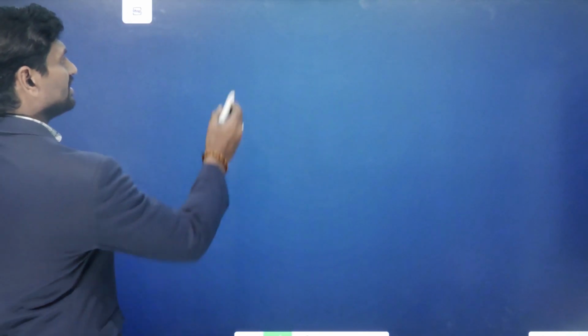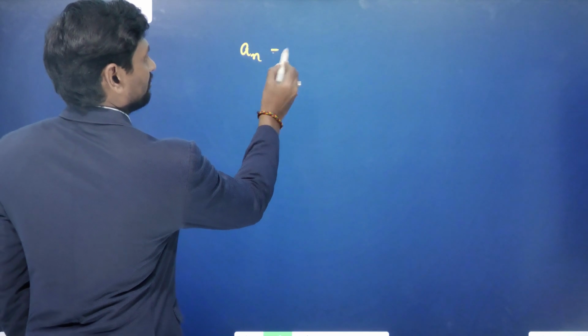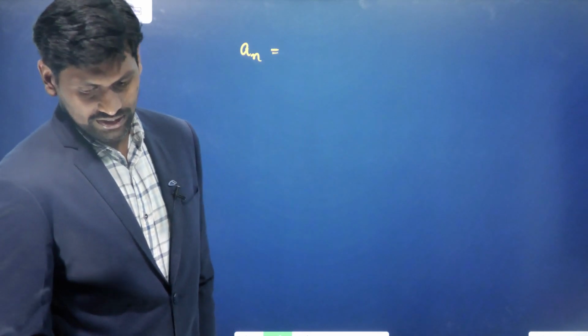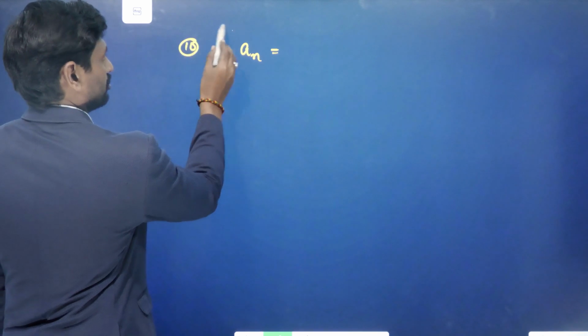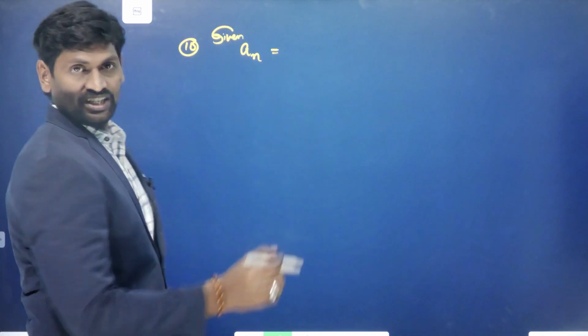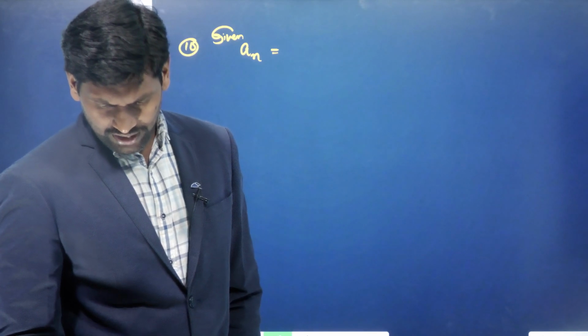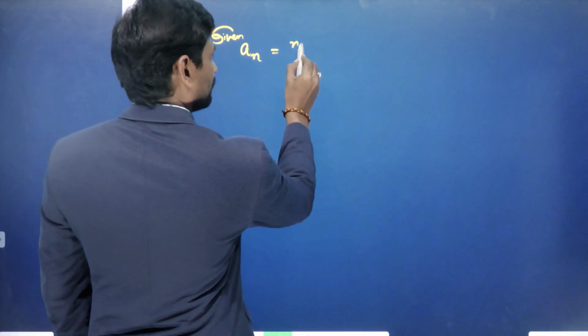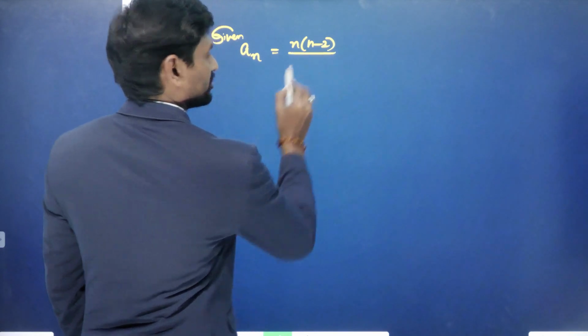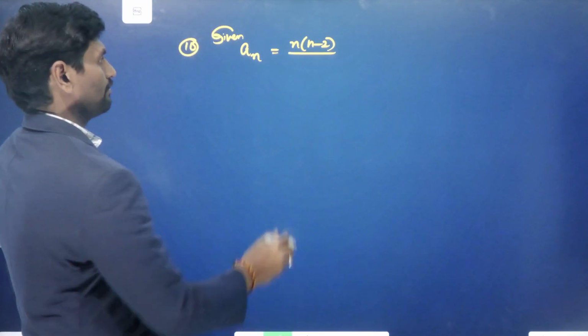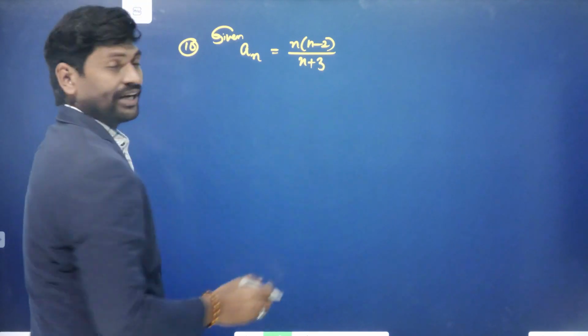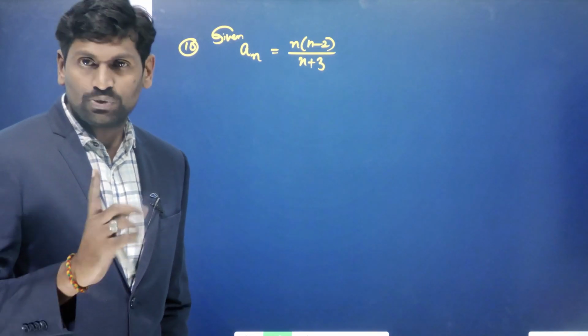Problem number 10: find the 20th term of the sequence whose nth term is given. The nth term an equals n into n minus 2 divided by n plus 3. So we need to find the 20th term.